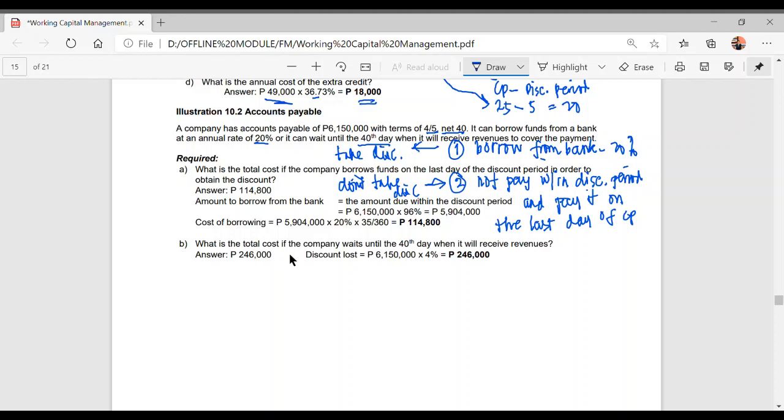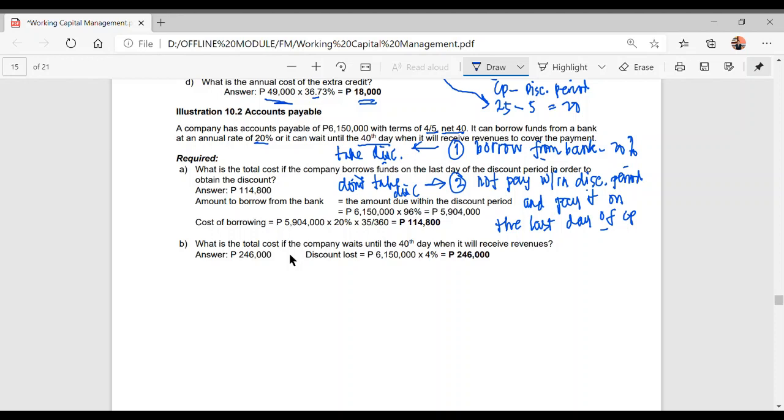So again, there are two ways to pay our 6,150,000. We can pay within the discount period, but we have to borrow from the bank and pay 20% interest, or we do not take the discount and pay on the 40th day. Enough for the collection.